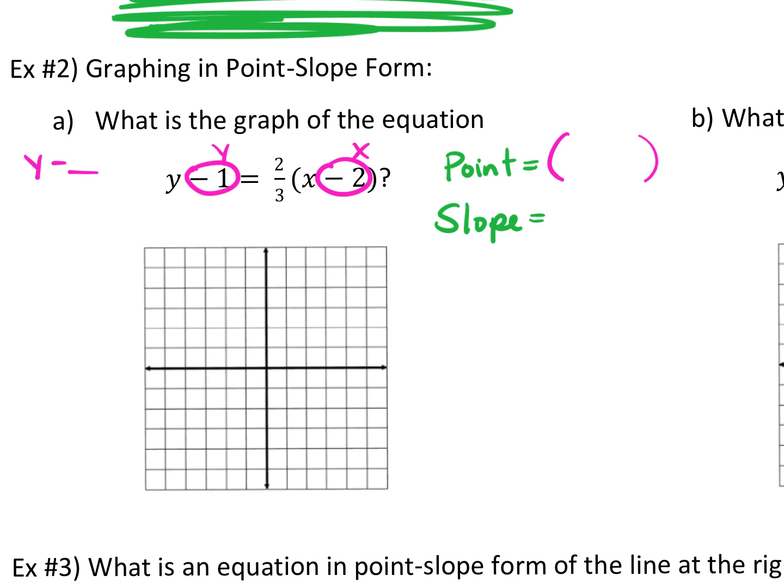So your point, and here's the other thing. You have an x and you have a y. X comes at the end, so that's a +2. What's your y value? A +1. It is opposite of what it looks like.